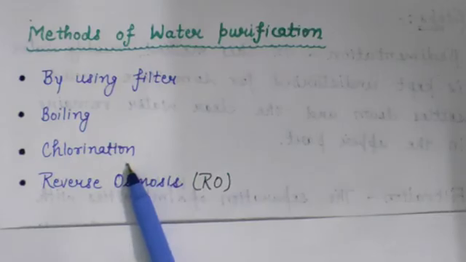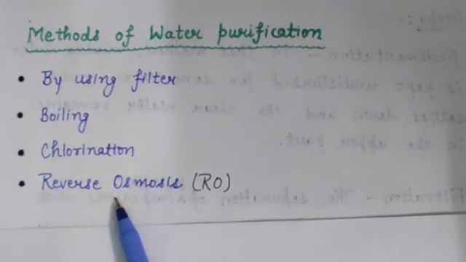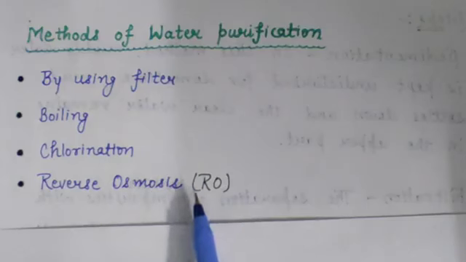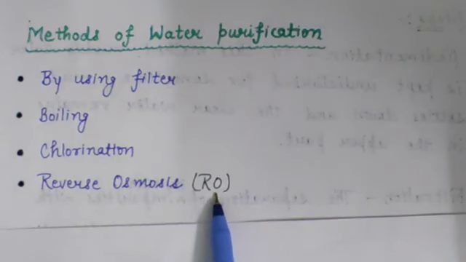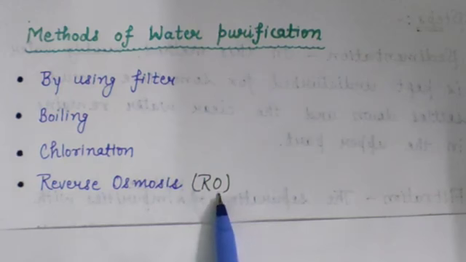So we can use bleaching powder also. Means bleaching powder can also be added in water to kill germs. Now next way is reverse osmosis, means RO. Now what is reverse osmosis? Short form is RO. R means reverse, O for osmosis. Reverse osmosis is another method of water purification.